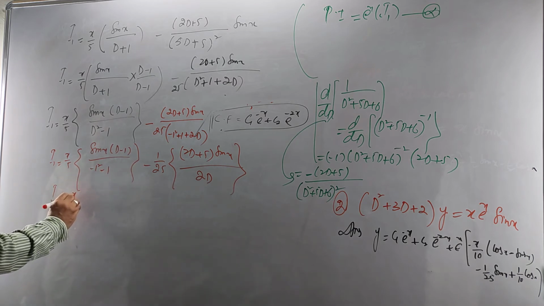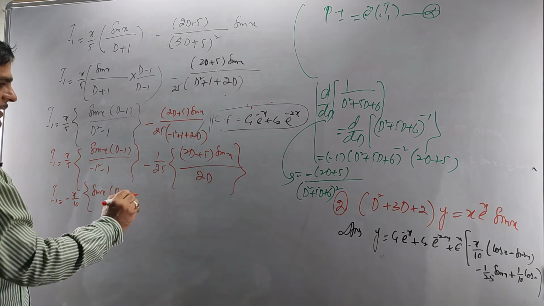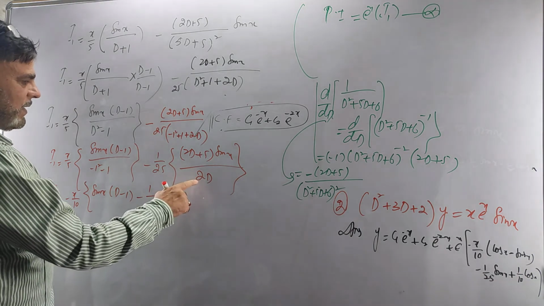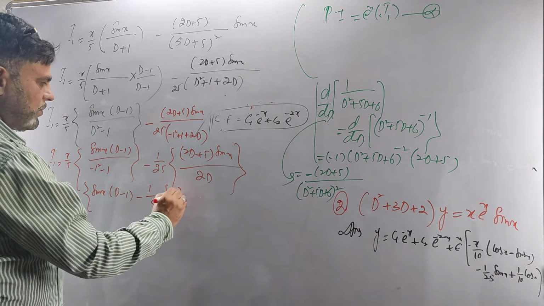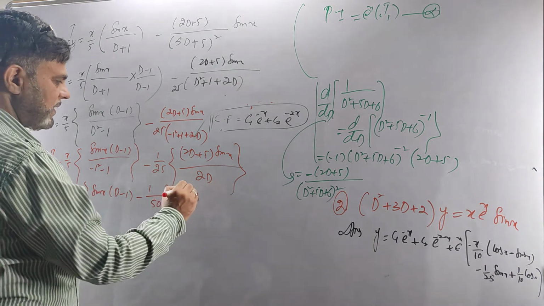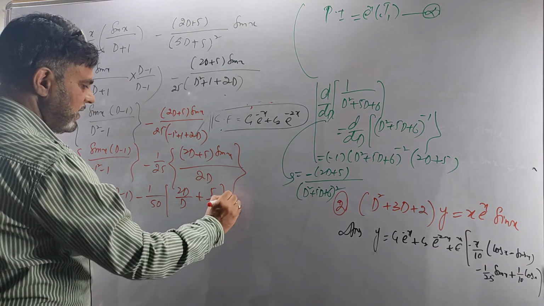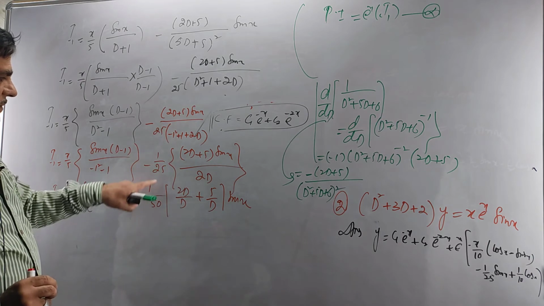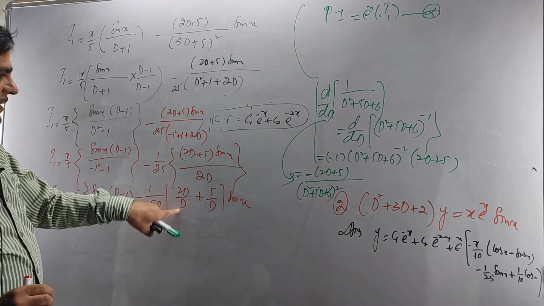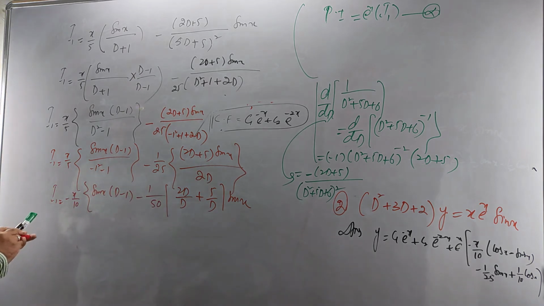Very important step. This is I1 is, it is minus 2. It will be minus x by 10. Then sine x d minus 1. Then it is minus 1 by 50, 2d by d plus 5 by d sine x. Just look what I did here. I took this 2, it is 1 by 50, then 2d by d is here, then 5 by d is here, operating sine x.